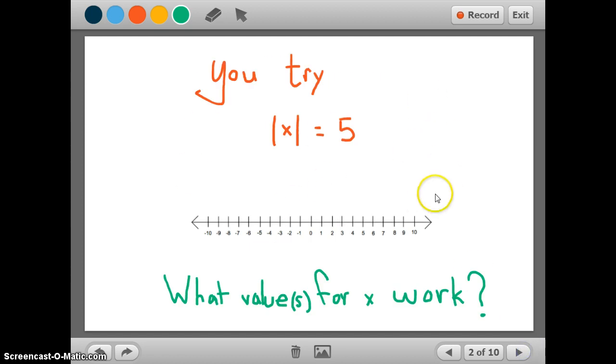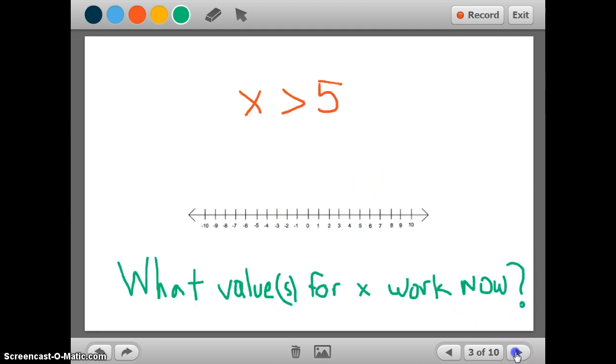Alright, so now I want you guys to try. I want the students to try now. So you're looking at the absolute value of x equals 5. That means you want to be 5 units away from 0. So 5 is 5 units away from 0, and negative 5 is 5 units away from 0. So what values for x work? Well, x can be negative 5 and x could be positive 5. So there are your two options. And the students would try that problem on their own.